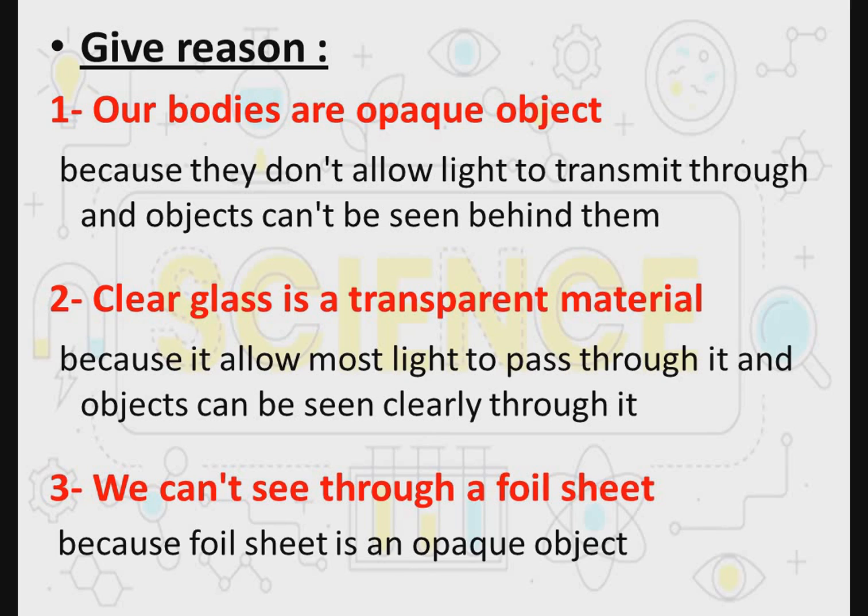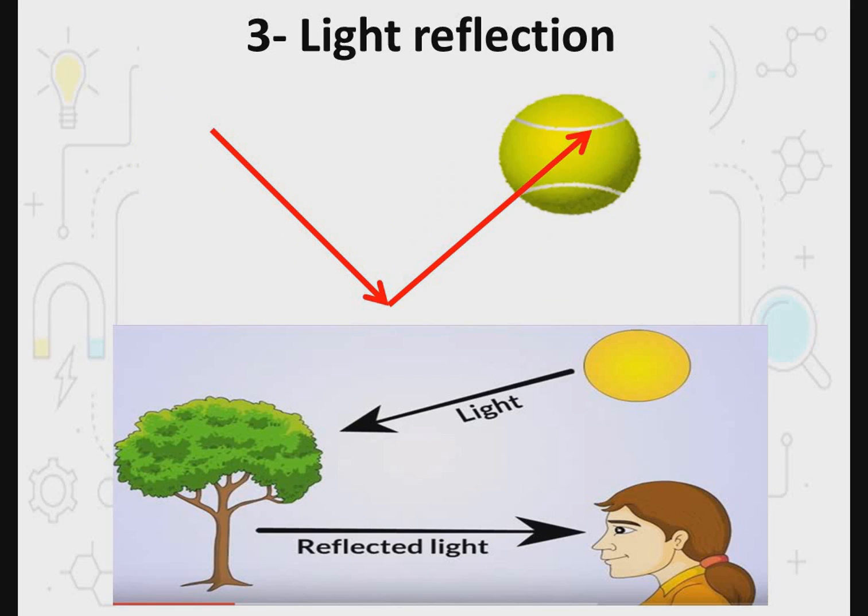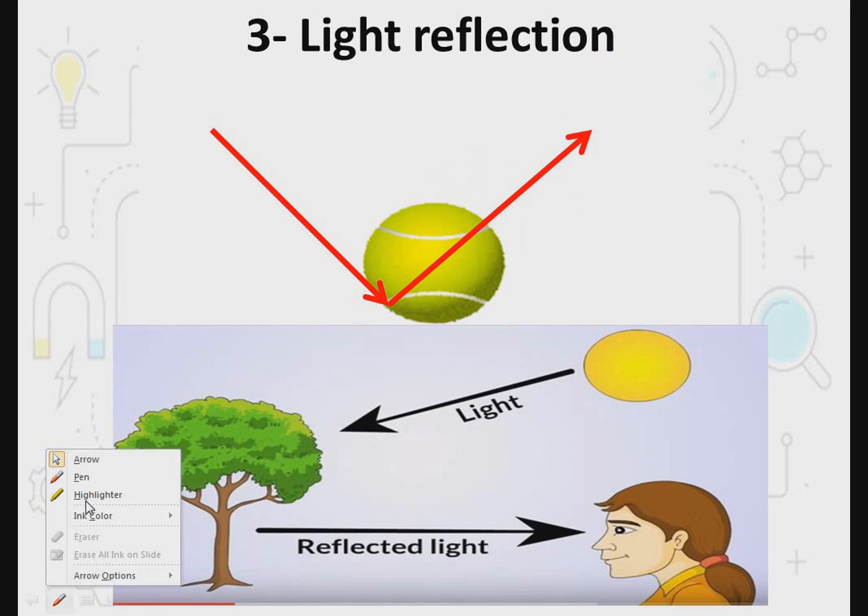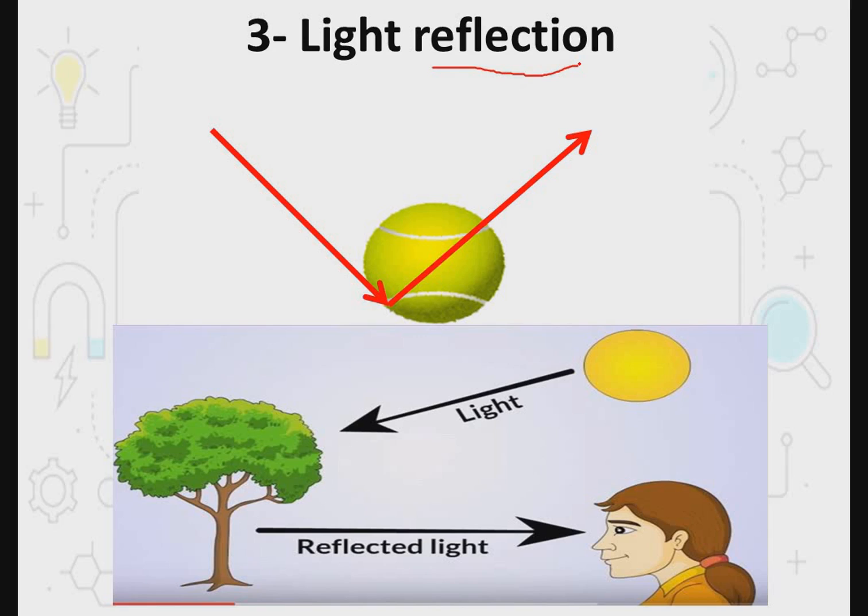Number 3, we can't see through a foil sheet because a foil sheet is an opaque object. What about the third property? It is light reflection. What is the meaning of reflection? Reflection means to hit something and return back. Like this tennis ball, it will hit the wall and return back to you.